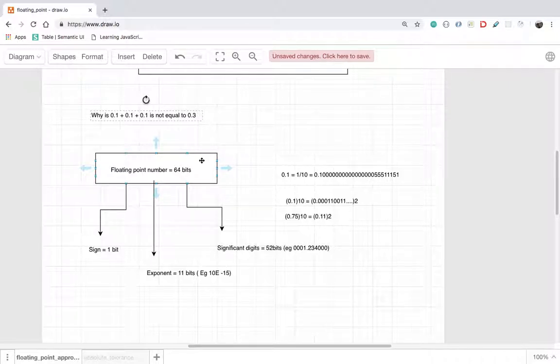It's not just with 0.1. There are quite a few numbers, and when you come across a line in your code and you get your output as false, approximate floating point representation might be a reason.